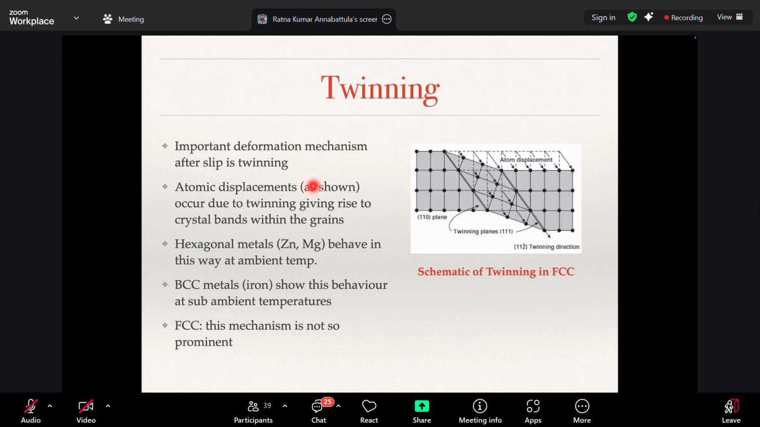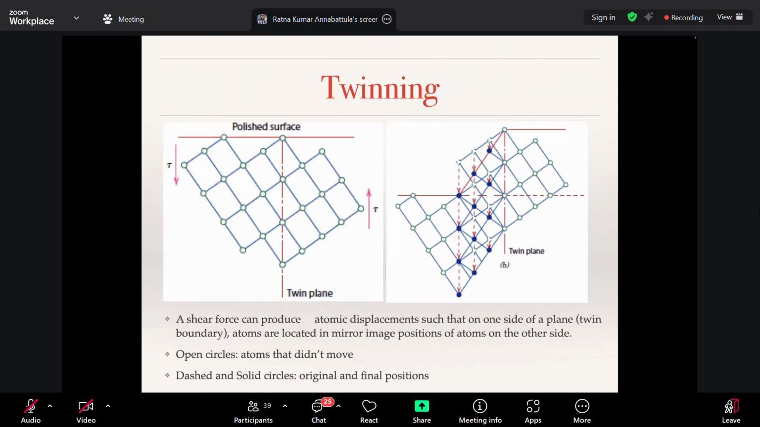So what happens here is that you will have the atoms moving in a concerted manner, but resulting in a permanent deformation. But the atom displacements occur in such a way that there is a mirror image. So what do we mean by that? For example, let us say this is your crystal, and if you are applying a shear stress, and let us say this is your twin plane, like we have a slip plane, you can have a twin plane.